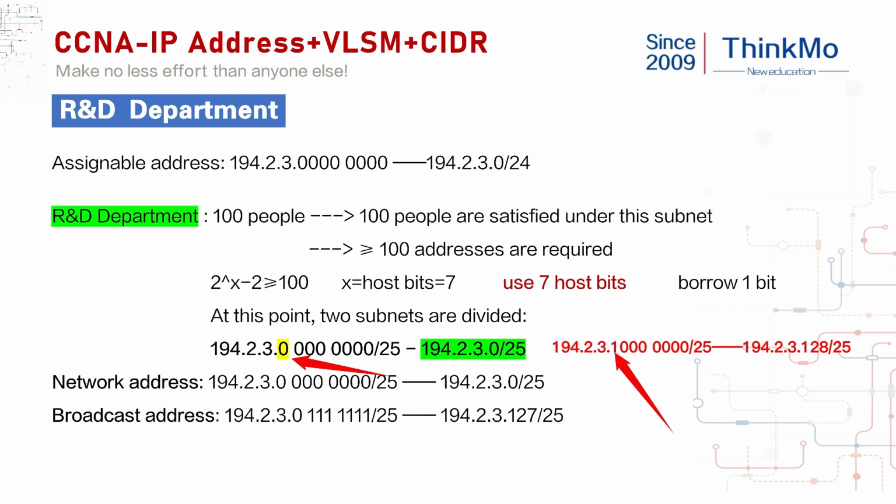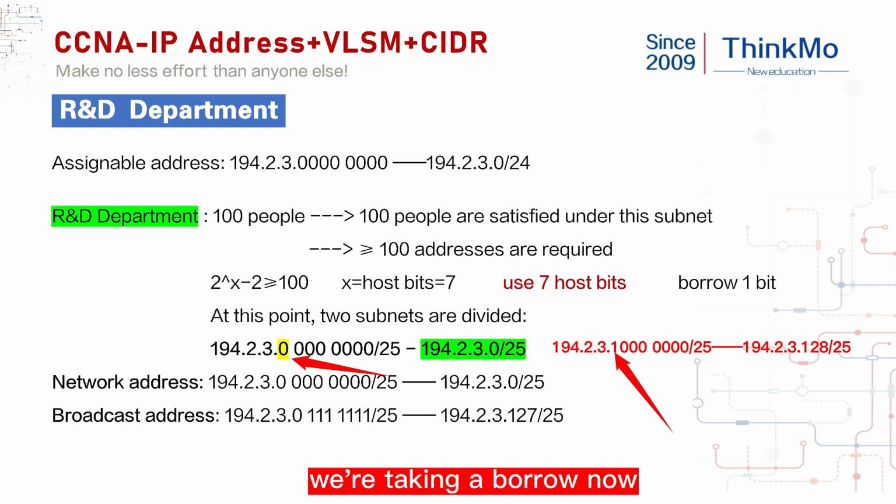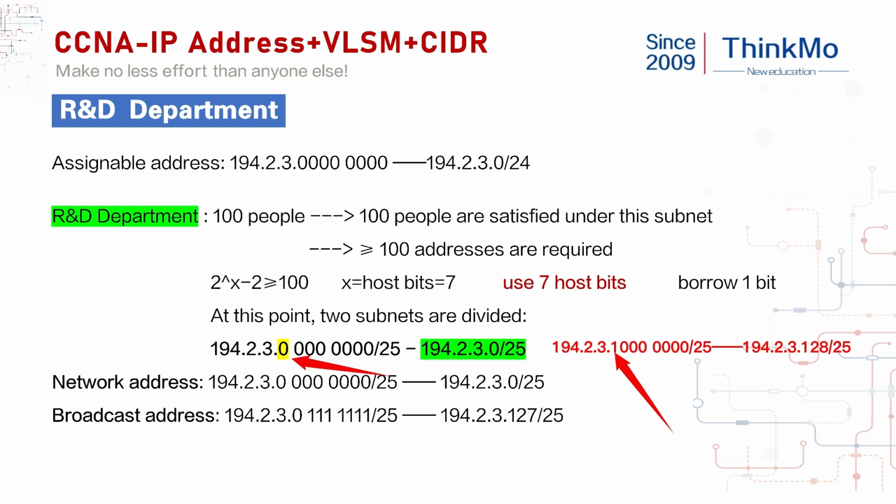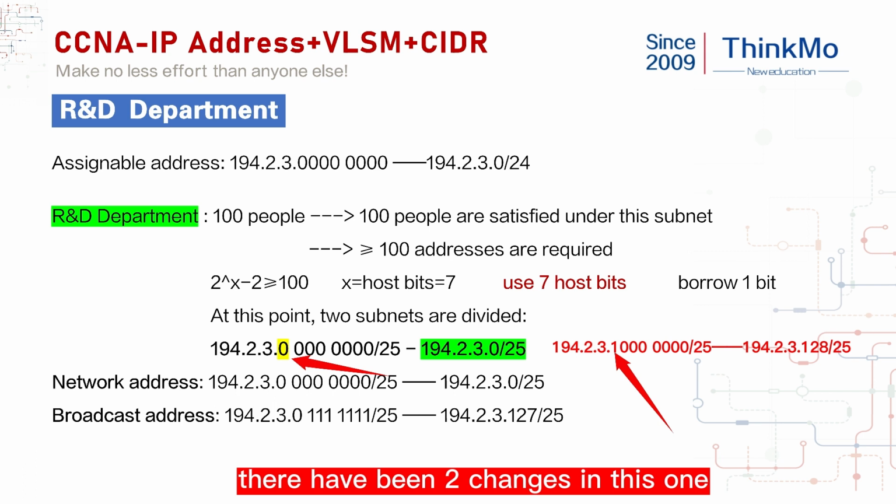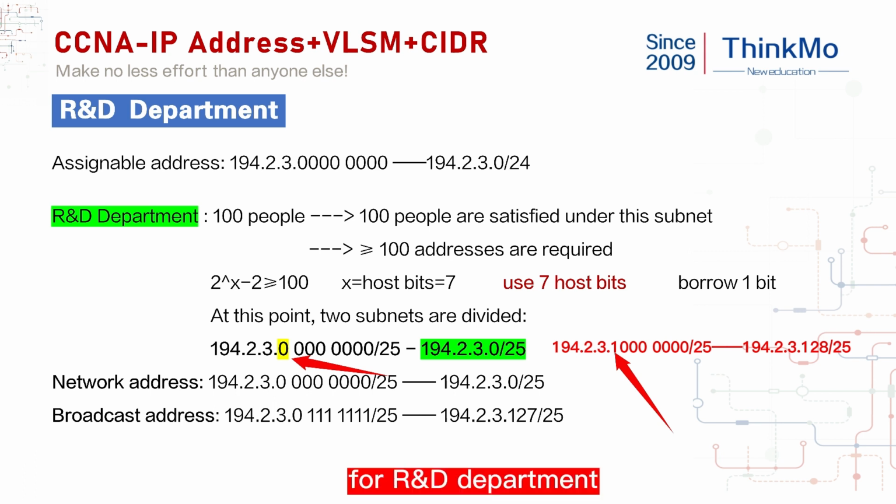That is 194.2.3.0. Mask is 25 bits. We're taking a borrow now. After borrowing, actually, there have been 2 changes in this one. We will put such an address segment for the RAN D department. I'll mark it for you. Okay. This is the subnetting we do, equivalent to dividing into 2 subnets.